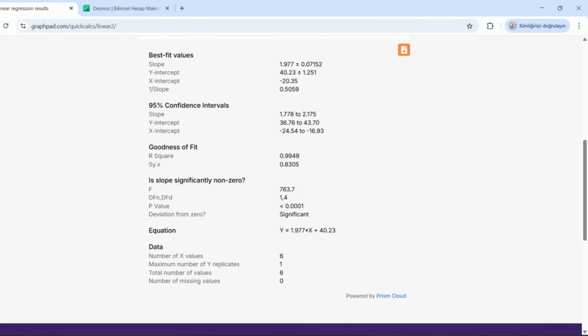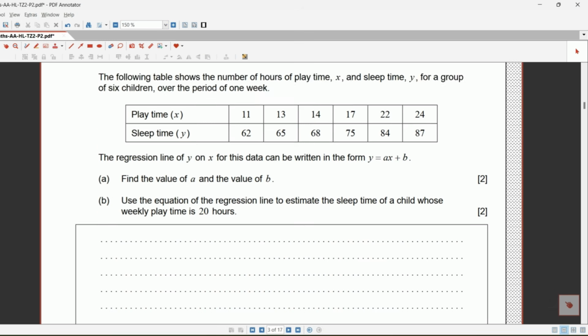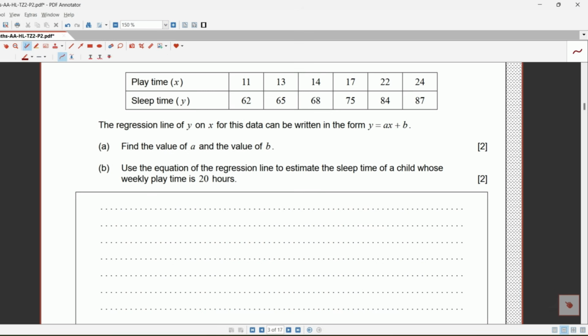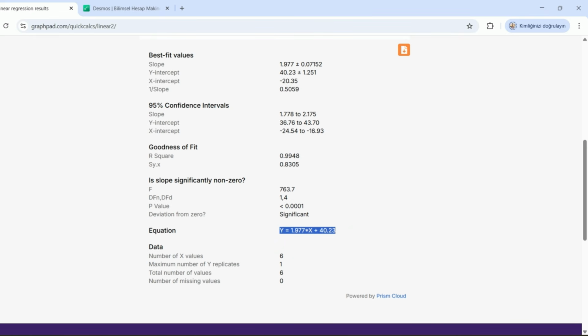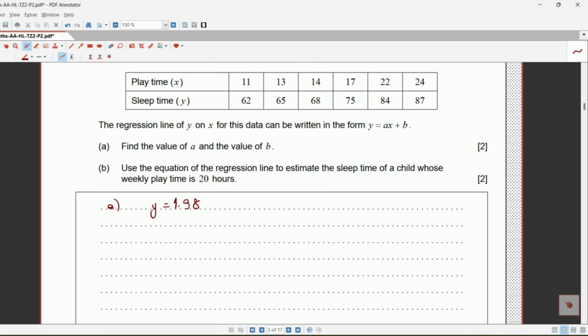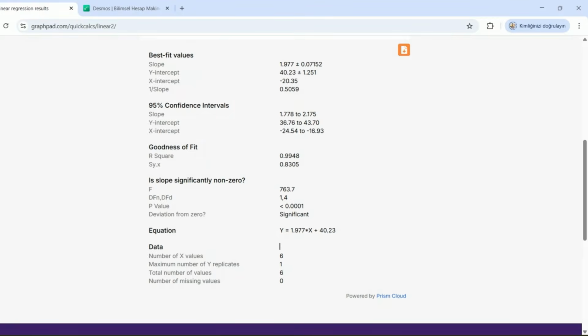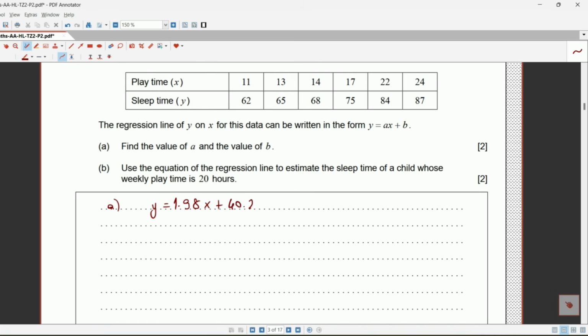And we found the regression line equation. I will just write this one. y equals 1.98, it should be 3 significant figures here, times x plus the constant value is 40.2. Right.